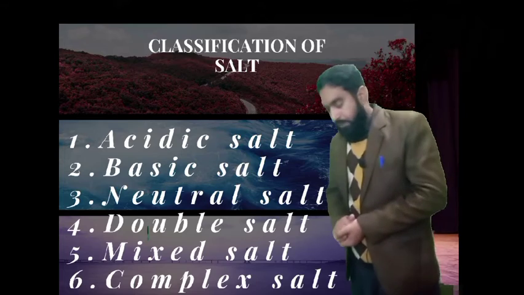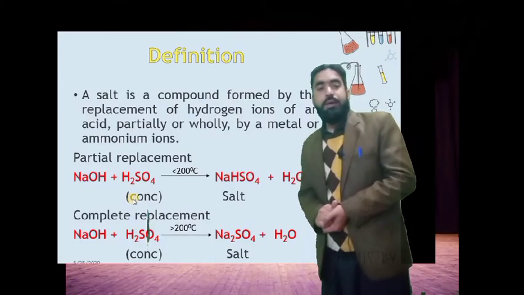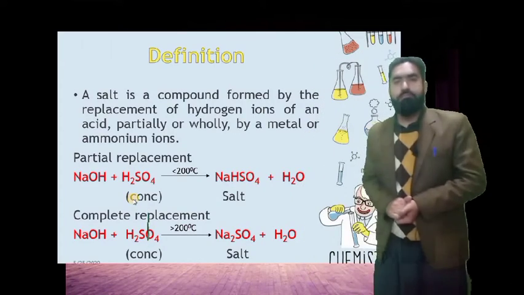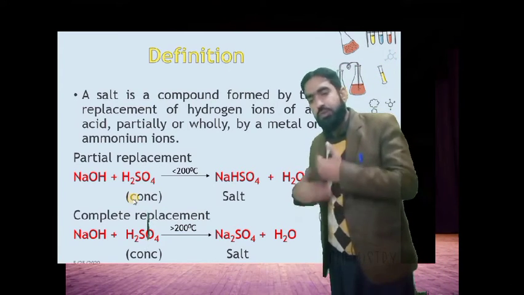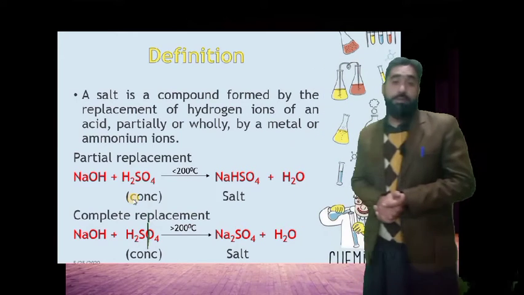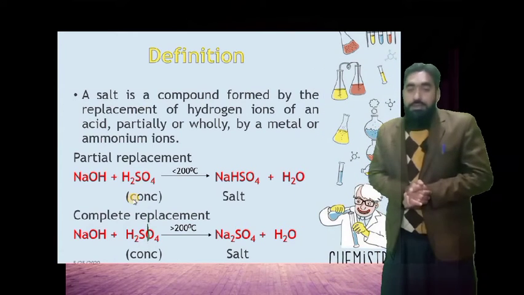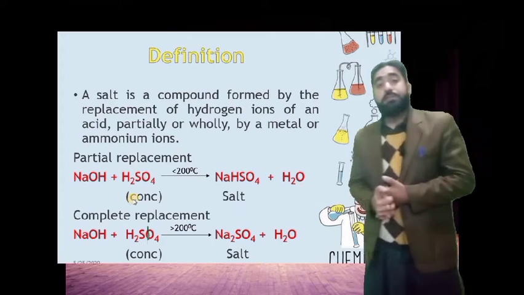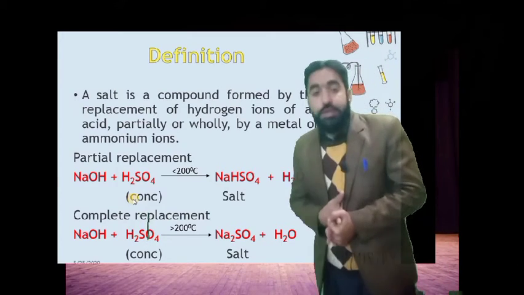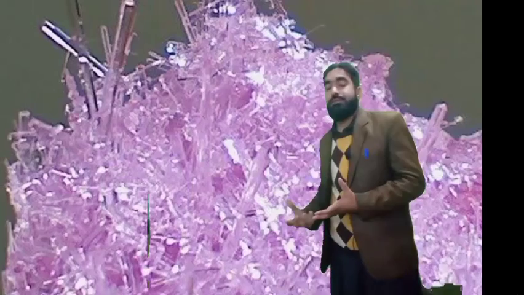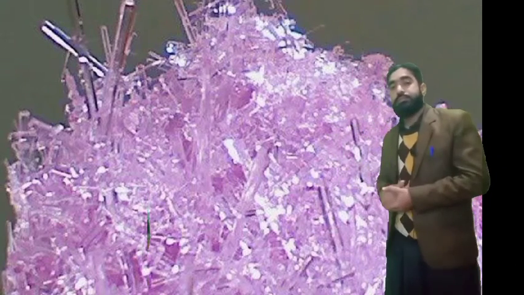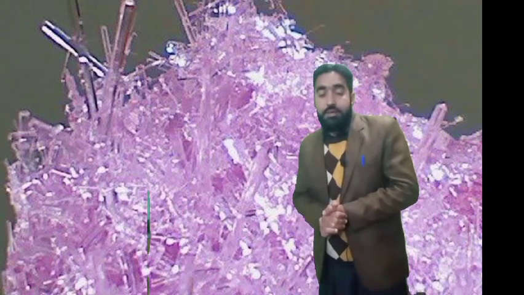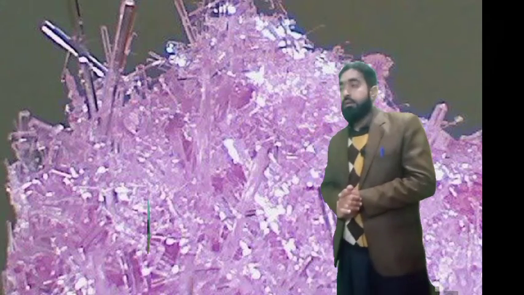So the first one is acidic salt. The salt which can turn the blue litmus to red is called an acidic salt. These salts are obtained by partial displacement of hydrogen atom of an acid. It has a partial hydrogen atom. That is why we call this salt an acidic salt.